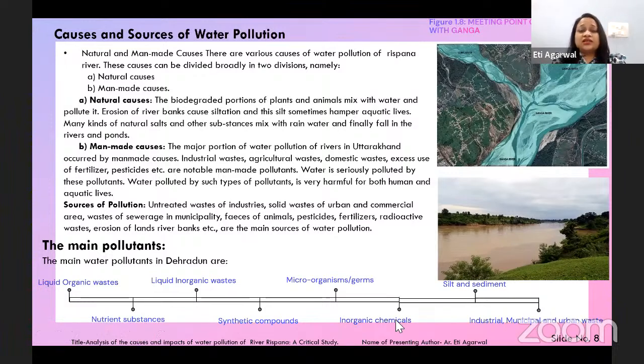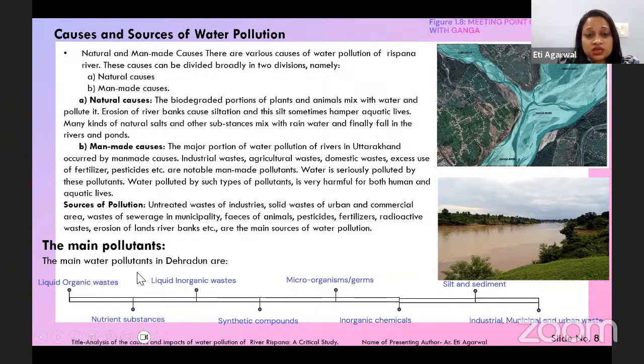So basically, like I said, I gave a brief introduction of the natural causes and the man-made causes of pollution. The natural causes include the biodegradable portion of plants, the runoff of water, the runoff of soil, erosion of water banks, the aquatic life being hampered, and so many other causes. Now, the man-made causes are industrial waste, agriculture waste, domestic waste, excessive use of fertilizers, and use of pesticides. These are the major pollutants. You name them and you'll find it here. So water is seriously polluted by these pollutants, and such pollutants are very harmful for humans as well as aquatic life.